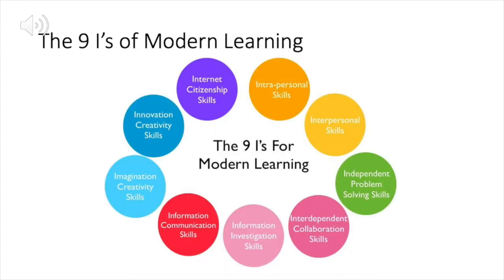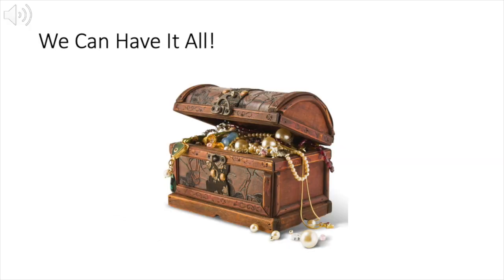The new basics are made up of what our friend and colleague Ted McCain calls the 9 I's: intrapersonal skills, interpersonal skills, independent problem-solving skills, interdependent collaboration skills, information investigation skills, information communication skills, imagination creativity skills, innovation creativity skills, and internet citizenship skills. So in fact, we can have it all.